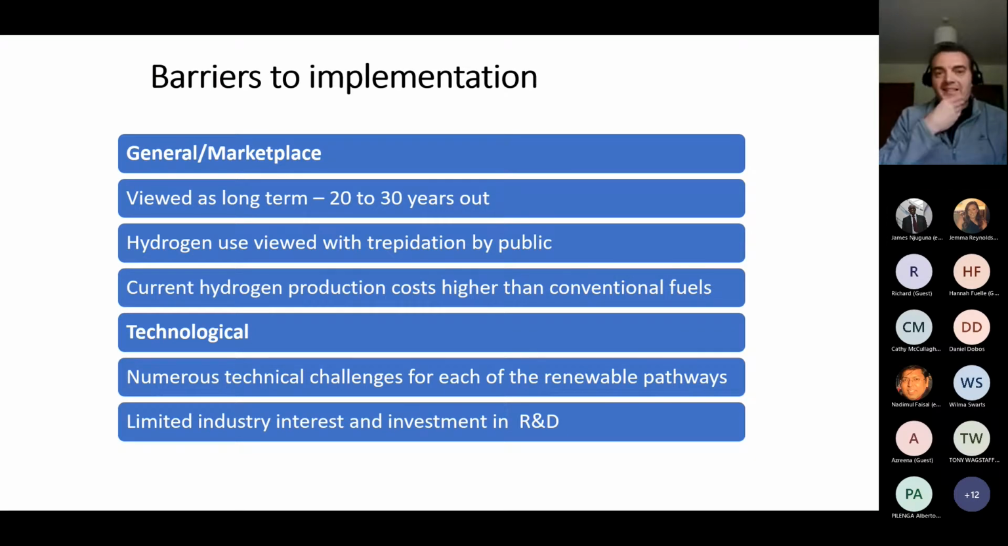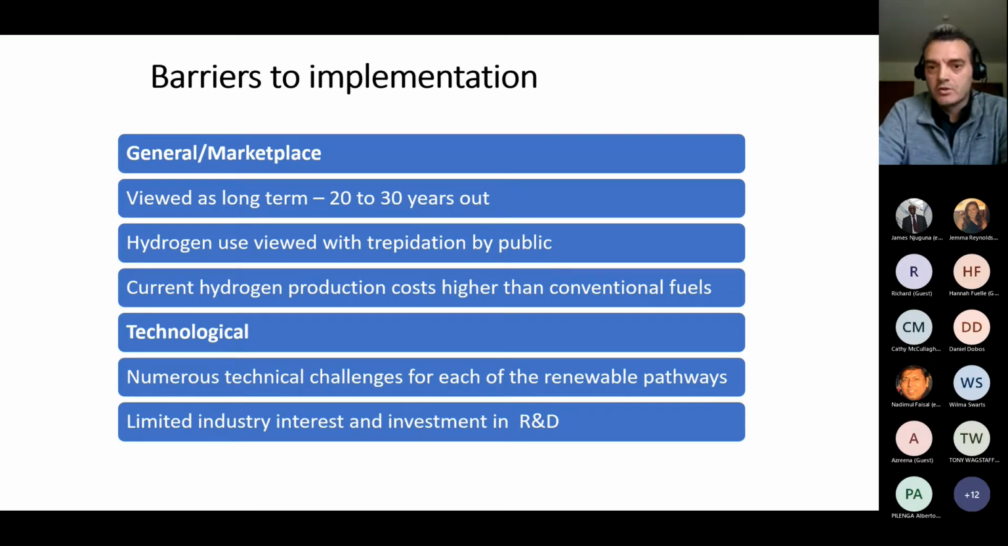And my last slide is going to be barriers to implementation. So are we there yet with hydrogen? In the general market, it is viewed as long term, maybe 20, 30 years still. Hydrogen usage is viewed with trepidation by the public. So there is a lot to do.